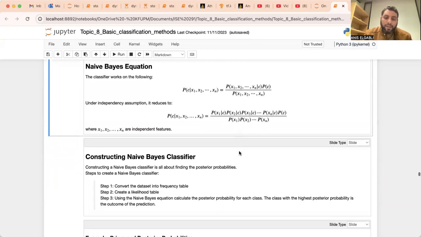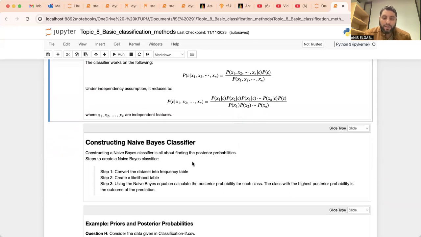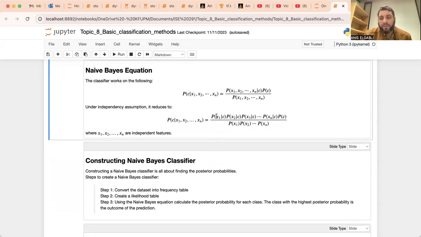Now let's look at how we construct a naive Bayes classifier. We first convert the data into a frequency table in order to compute the probabilities. And again, when we compute the probability from the data samples, what we are computing is actually an estimate of the actual probability, because we don't really know the actual distribution. We are just provided some data samples, and from there we are estimating the probability.